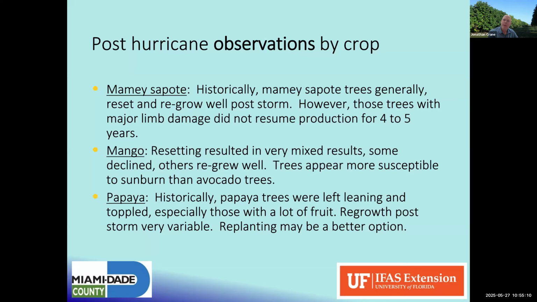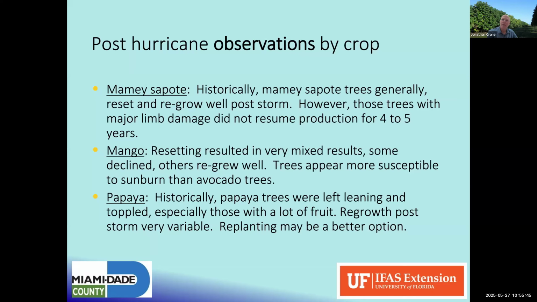What appeared to happen is that with heavy limb damage, the new shoots that came out behaved as juvenile limbs. What I mean by that is that they were not capable of flowering and fruiting for quite a while, 4 to 5 years, until they matured. So it's sort of a rejuvenation process, because the new growth that came out of the heavily damaged trees behaved as if it was juvenile.